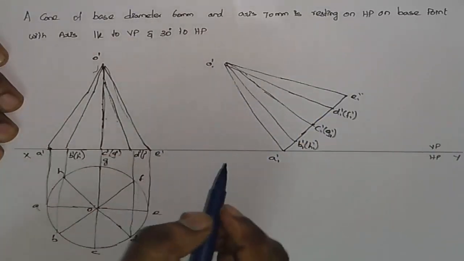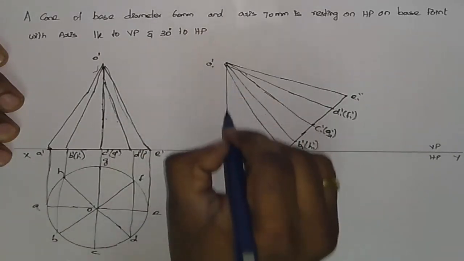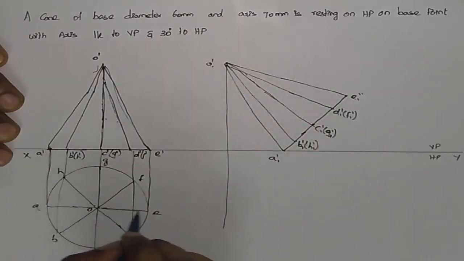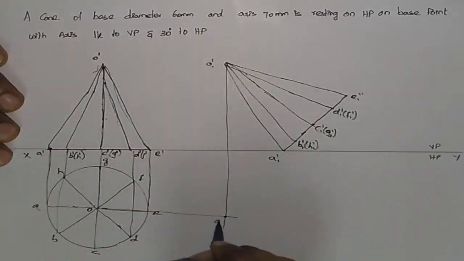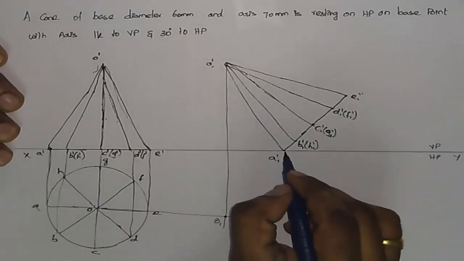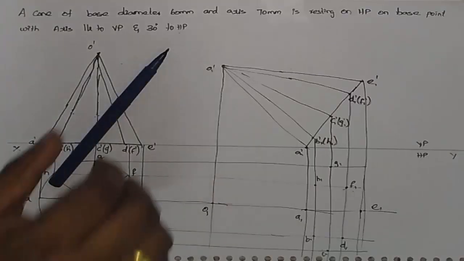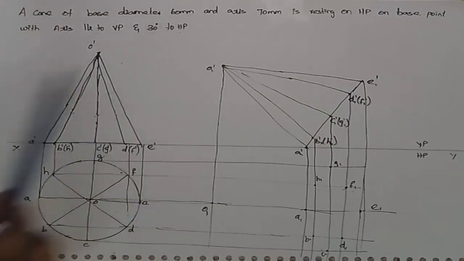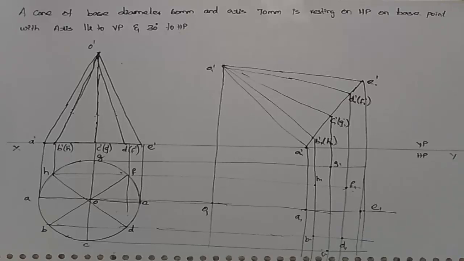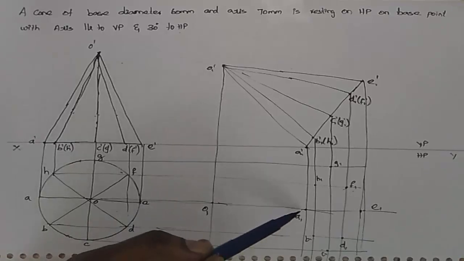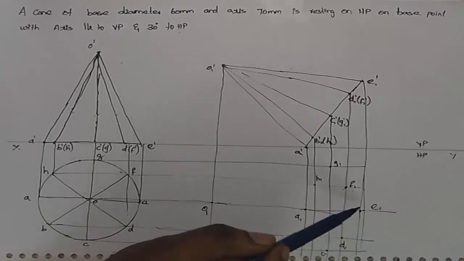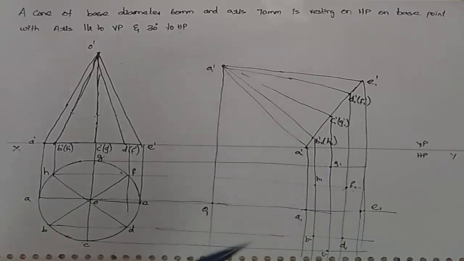Now you have to project all other points. So now this point O and this point O will come here. So this is O. Like this, project all the points and mark all the points. That is, this is A, B, C, D, E, F, G, H. Now you have to find out the visible edges and invisible edges.